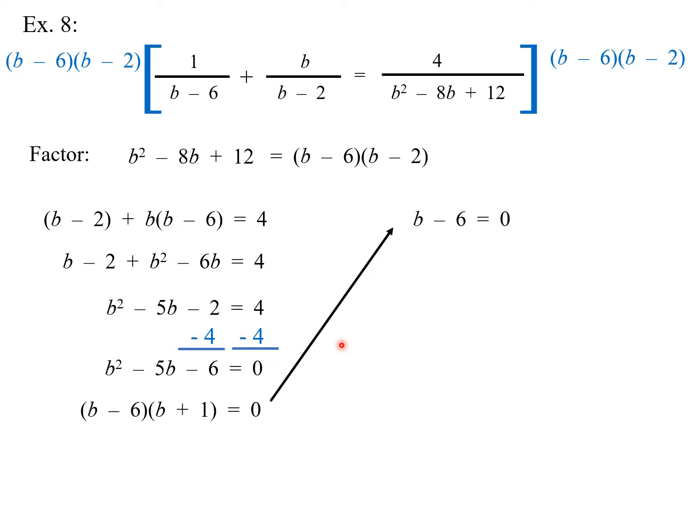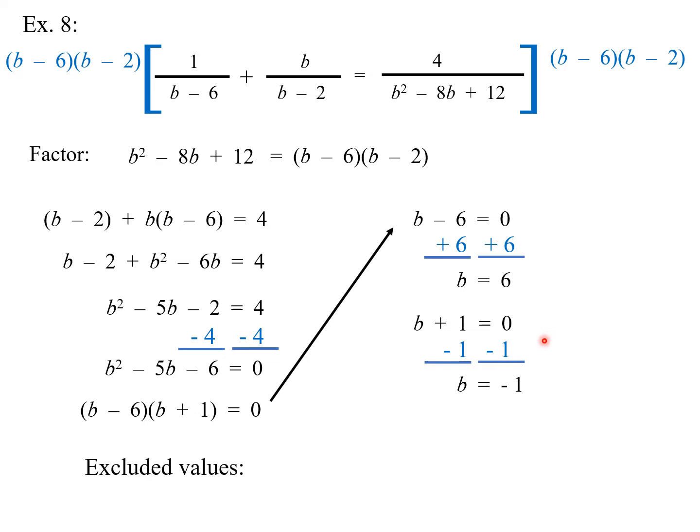Which we then separate and solve. So b minus 6 equals 0 yields an answer of b equals 6. b plus 1 equals 0 yields an answer of b equals negative 1. Then we check our excluded values, and our excluded values are 2 and 6, which means that this solution up here is excluded, so we throw it away, and the only answer is b equals negative 1.